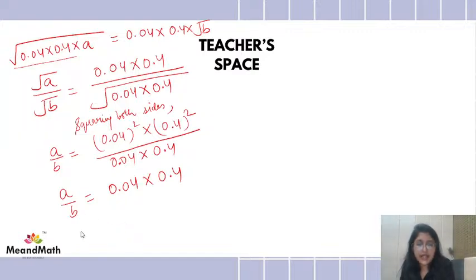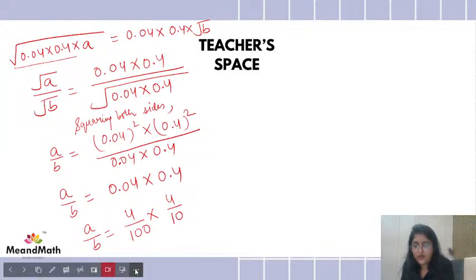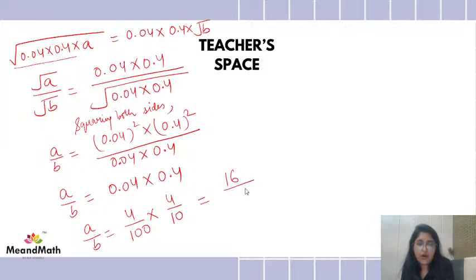All right. Next, what will we do now? A upon B is equal to, can we write this as 4 upon 100? And this as 4 upon 10. Can we write like this? Yes? Yes, very good. So now we get 16 upon 1000. We got 16 upon 1000.